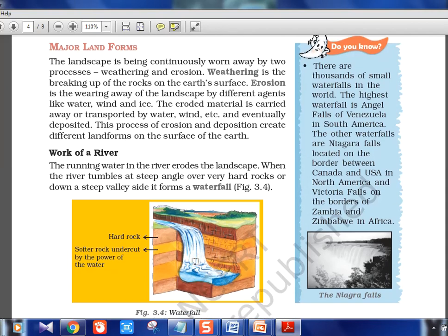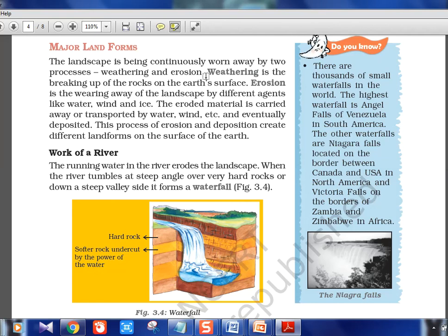Major landforms, it's actually mostly related to the river system. Okay, weathering, and if you remember, in the starting of this chapter we saw the sudden movements and also the other ones, slow movements, which are the deposition and erosional factors by river, glacier, wind and all. So those things we'll see here under the subheading.